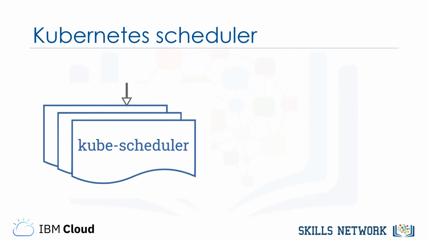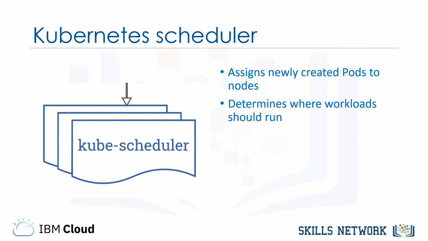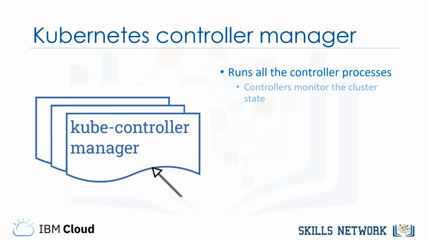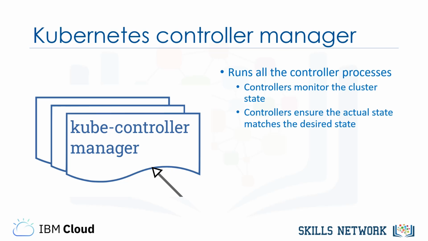The Kubernetes scheduler assigns newly created pods to nodes. This means that the scheduler determines where your workload should run within the cluster. We'll learn more about pods and nodes soon. The Kubernetes Controller Manager runs all the controller processes that monitor the cluster state and ensure that the actual state of a cluster matches the desired state. We'll discuss controllers shortly as well.